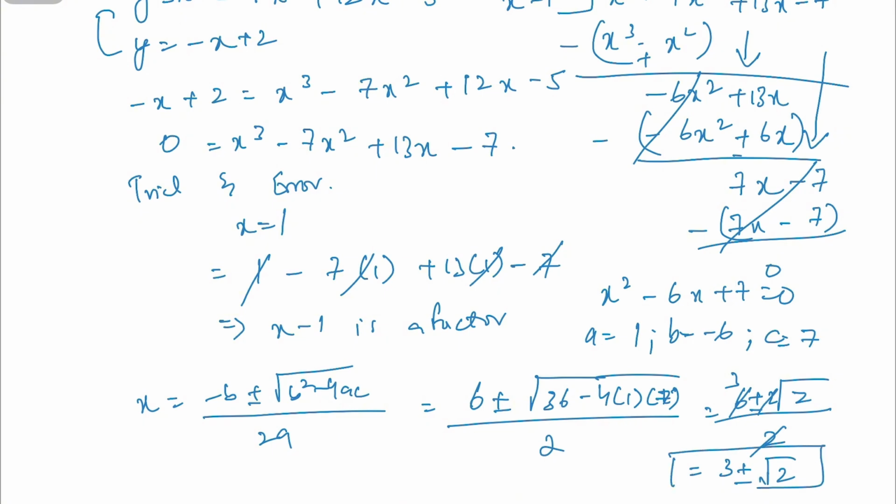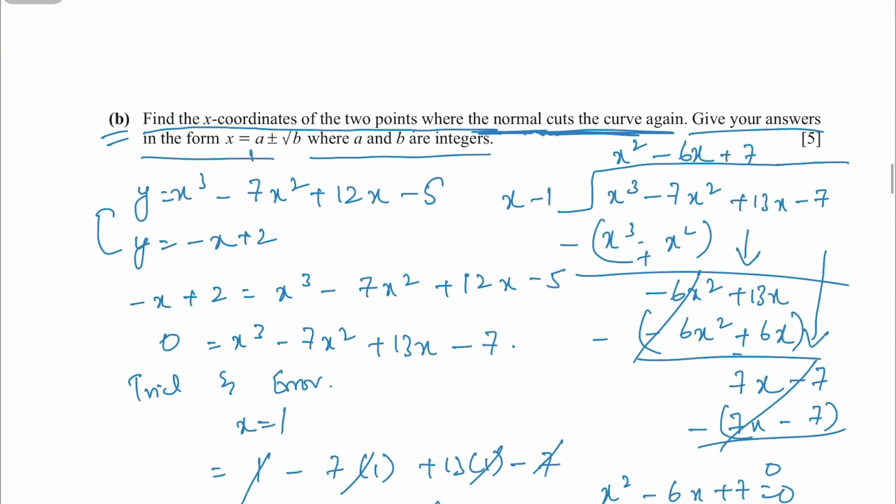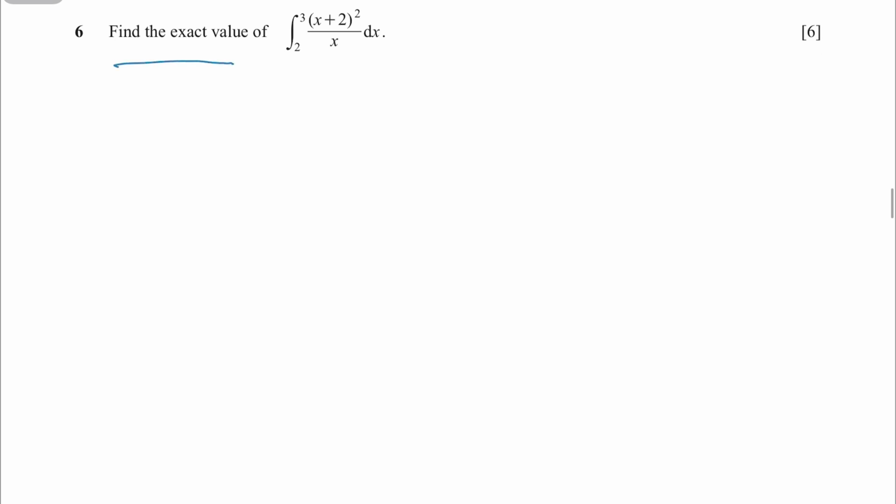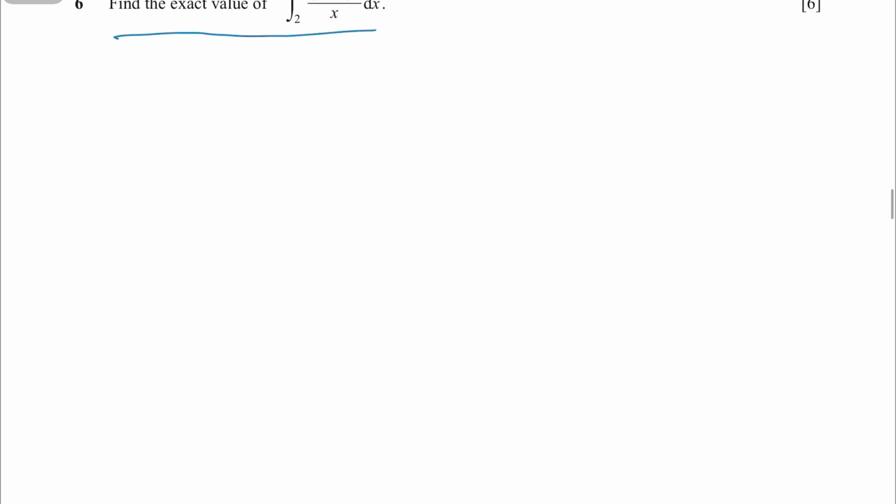So this is our final answer. We can write a as 3 and b as 2. Now find the exact value of this. We need to calculate the final value of this. Let's just expand this and then divide it by x.